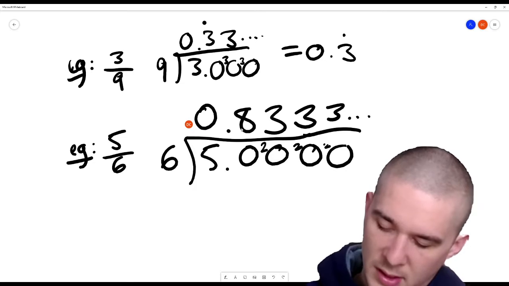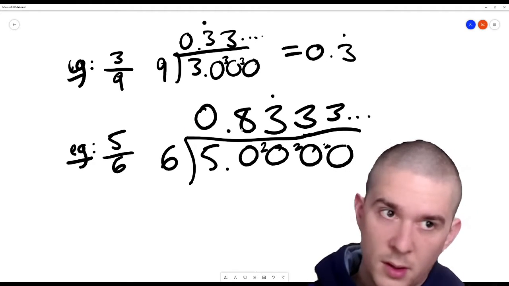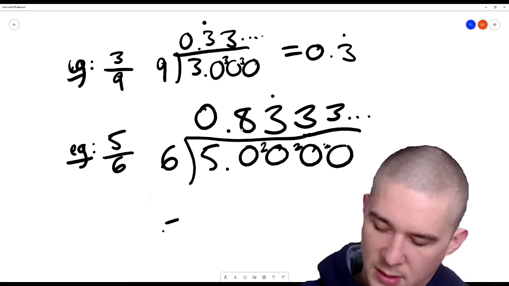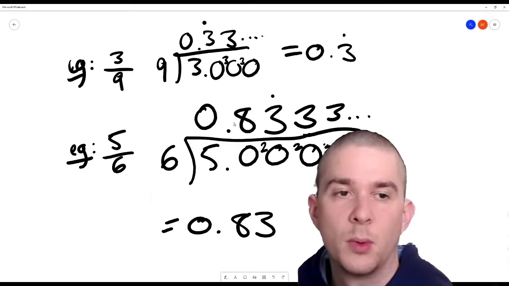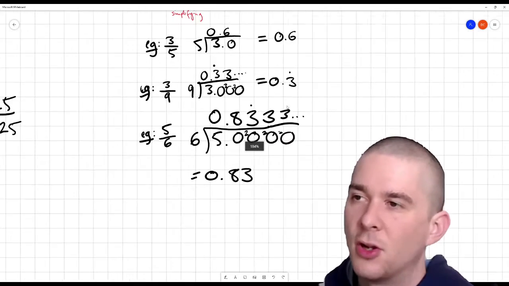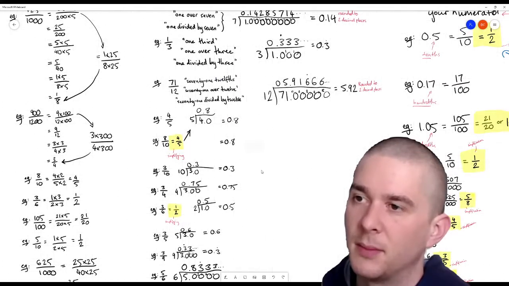All right, so we can see that this will be 0.83 repeating, or I'm just going to write the answer as 0.83 rounded to 2 decimal places. Okay, no dramas. Even I make mistakes sometimes.